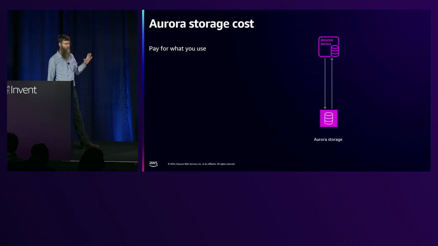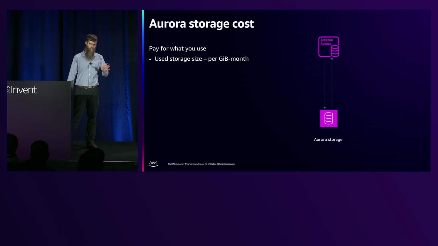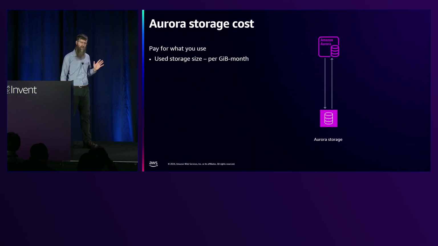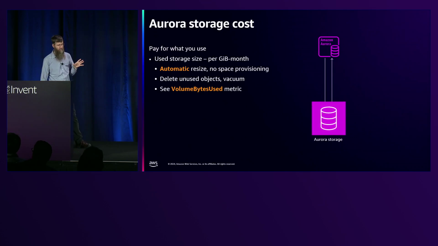So Aurora is pay for what you use with respect to storage and other things too, right? With storage, it's storage size and it's I/Os. So first we'll talk about storage size, right? So this is billed per gigabyte a month, just like a lot of other AWS services are. And AWS is going to expand that volume when you need it. You're not doing it by hand. It's going to contract it when you no longer need it.